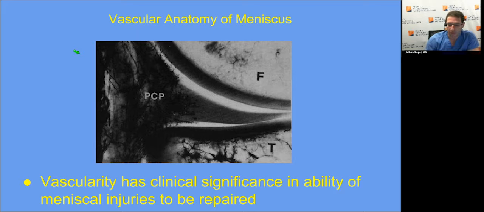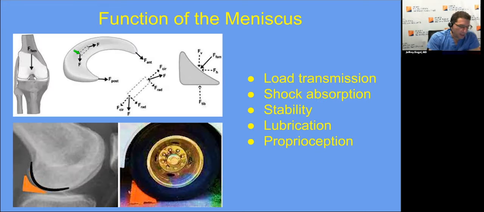The inner 2/3 of the meniscus is essentially avascular, and this plays a significant part as far as how we treat meniscus. An avascular tissue will not heal, and therefore injuries in the avascular zone are treated differently than injuries in the vascular zone.